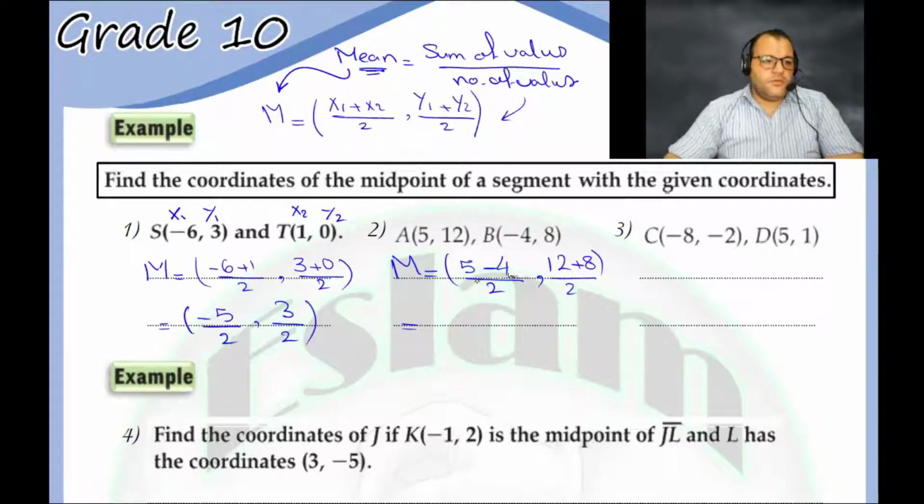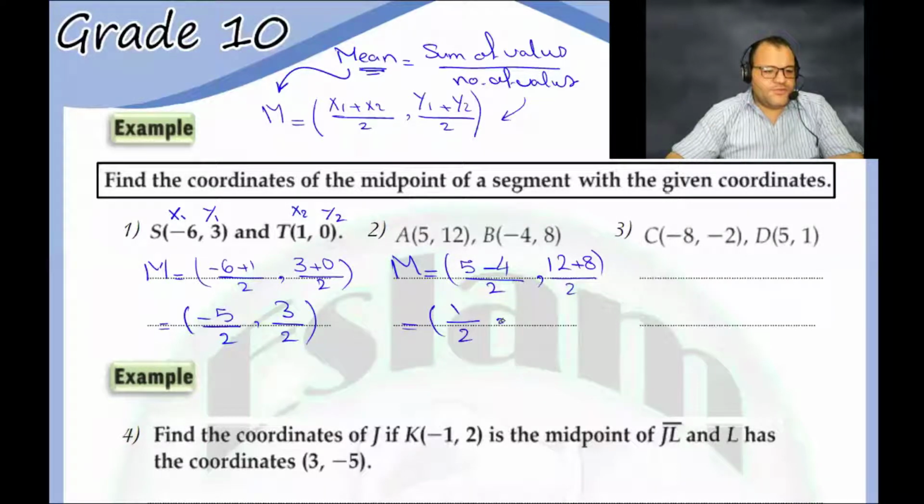3 over 2, and 1 over 2, and 20 over 2, which is equal to 10. Okay. So for number 3, I need another one to solve.